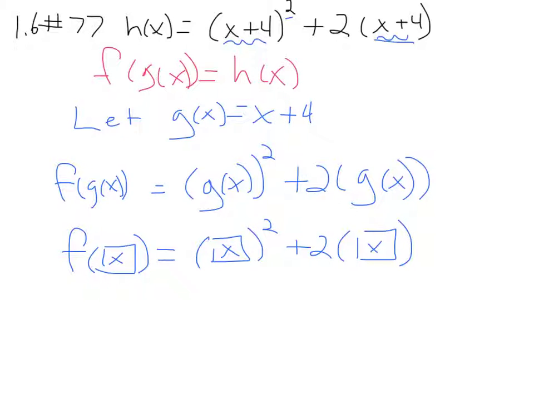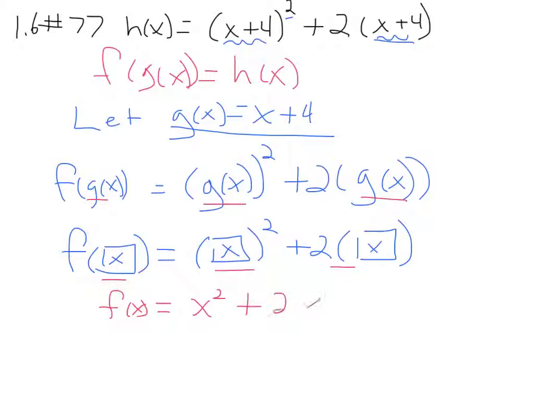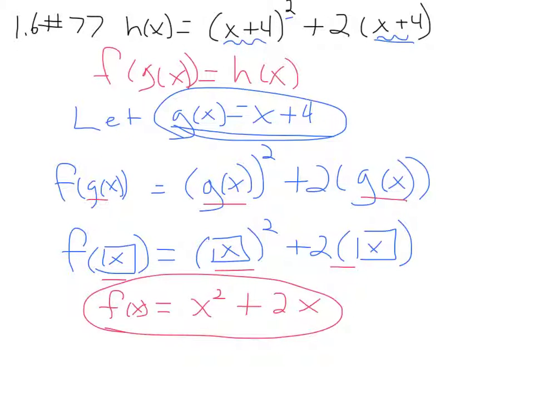Okay? So now this gives me a g of x is equal to x plus 4. And now I have masked the x plus 4s with the g of x's. And then I've replaced the g of x's, right? It doesn't matter what I stick in there. Well, let's stick the x's. So f of x is going to be what's left over, x squared plus 2 times x. Okay. So there is our nicely decomposed function.